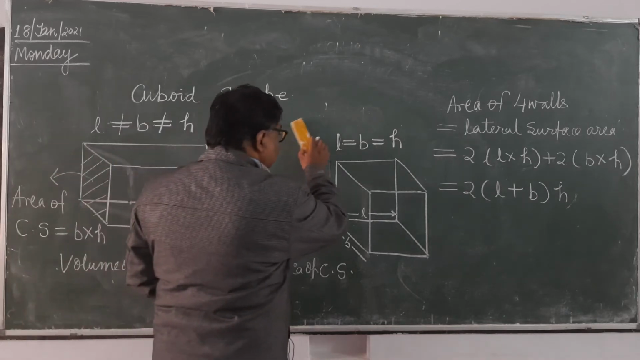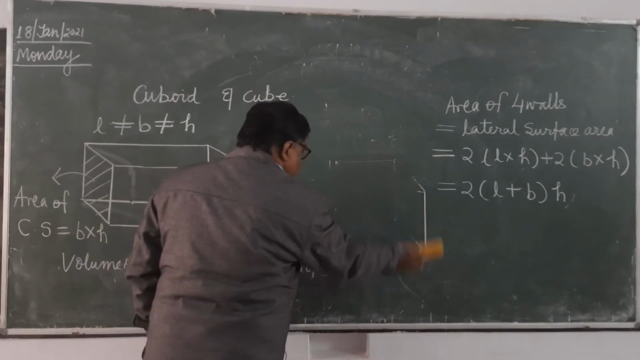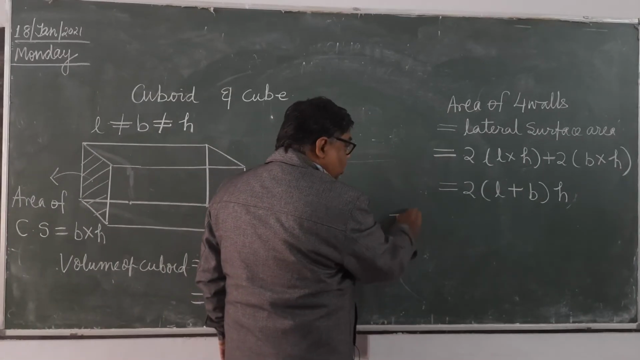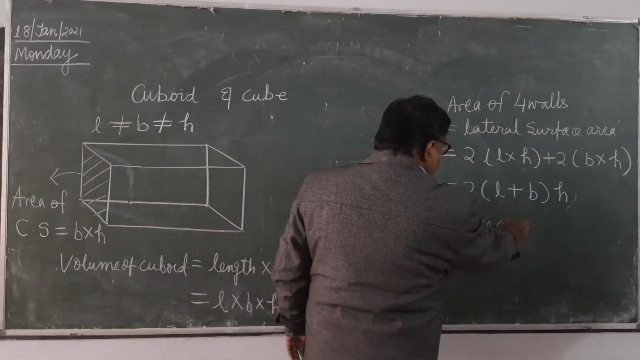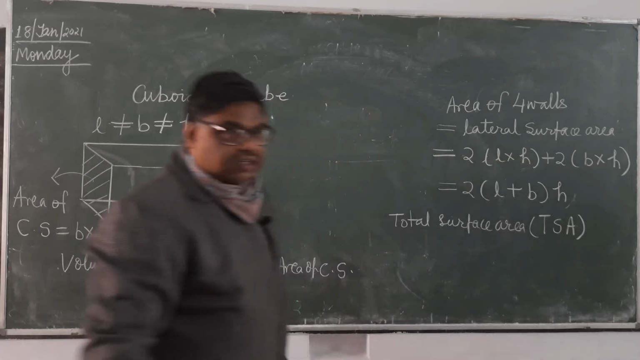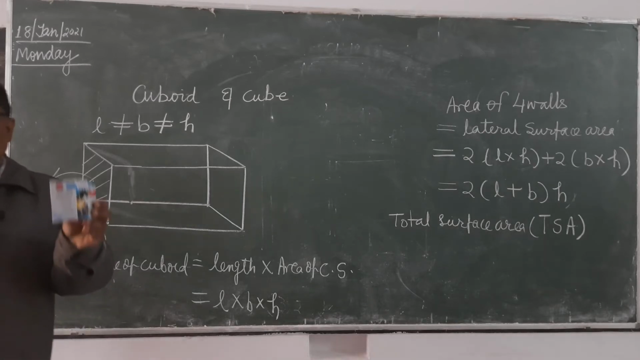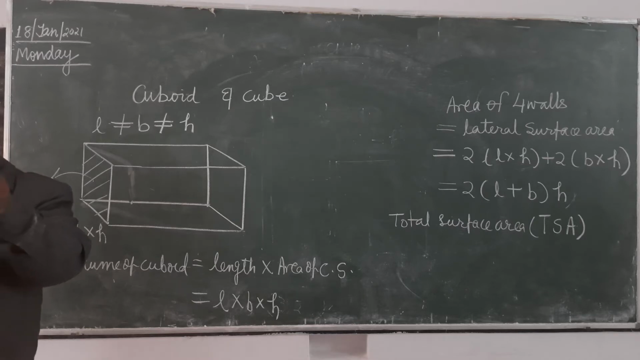Here you can see if you have to determine the total surface area, which we call TSA, total surface area. How will you find TSA? So TSA you can see here. The area of 4 walls that we have found out, in that you add the area of the upper surface and the area of the bottom surface, which is the base. What is the area of the base here?